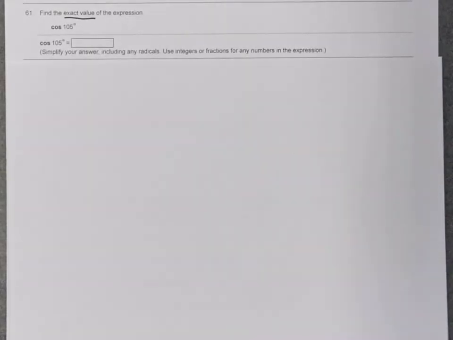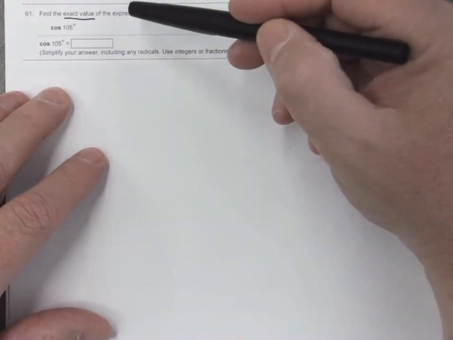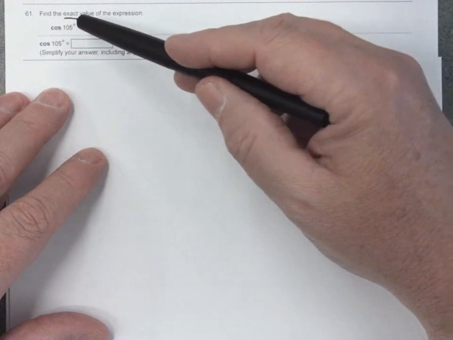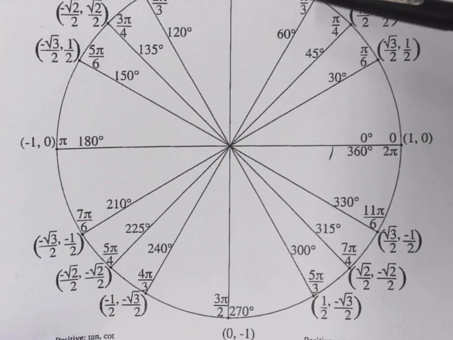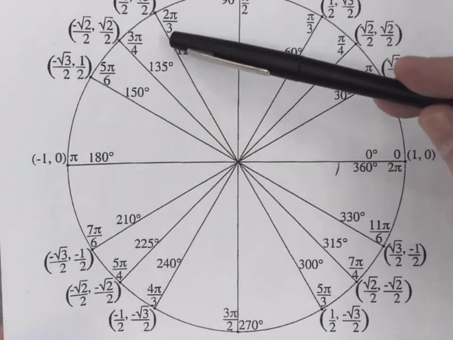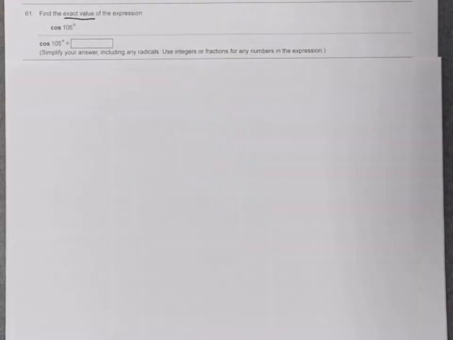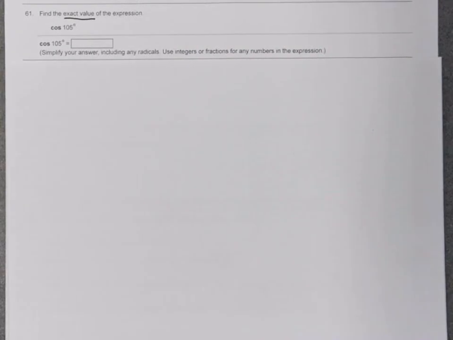Now, one use of these formulas is a problem like number 61 here. You notice it says to find the exact value of the expression. I underlined it because the exact value normally means it's a special angle. But I go to my unit circle and I don't see 105 degrees in here. So the question is, how do we go about finding the exact value of this?